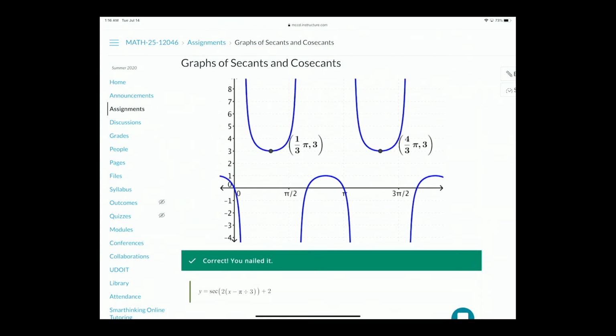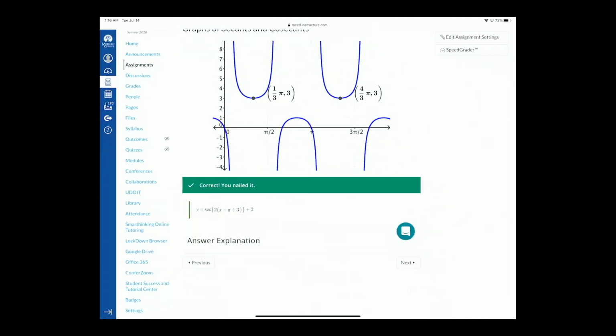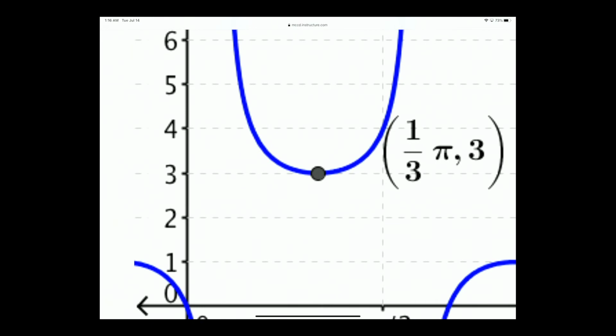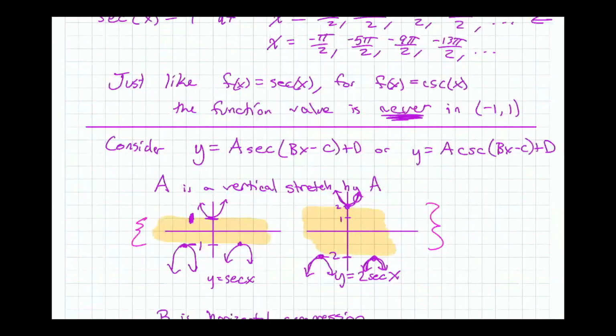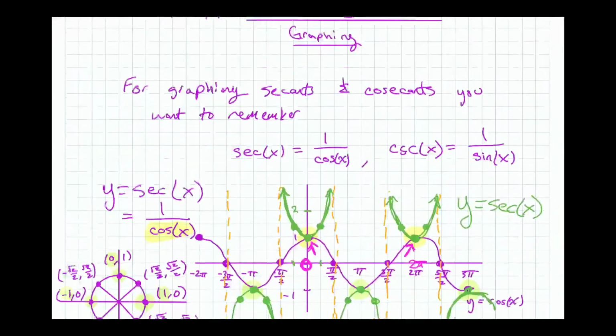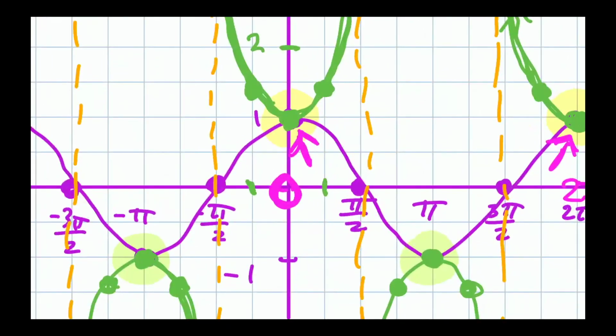What was the hard part? The hard part was identifying the phase shift. It was actually pretty easy on this one, and the reason it would have been easy is because this point in the middle is marked at 1/3 pi. If you compare that to the original secant graph, which, let's scroll up to the original secant graph way up here, the original secant graph actually has this point right here in the middle. So it would have been possible to see that phase shift very easily if I had just looked for the fact that it's in the middle there.